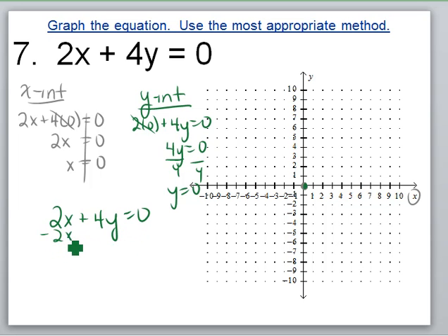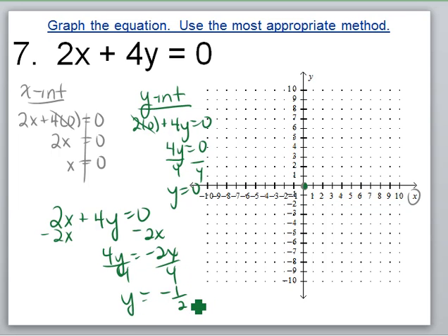So that means I'll have to subtract 2x off both sides. 4y equals -2x. Divide by 4, divide by 4, and so I end up with y equals -1/2 x. Now that allows me to use the slope formula and come up with another point. So I can go down 1 to the right 2, or I can go up 1 to the left 2 and connect my dots for my line.